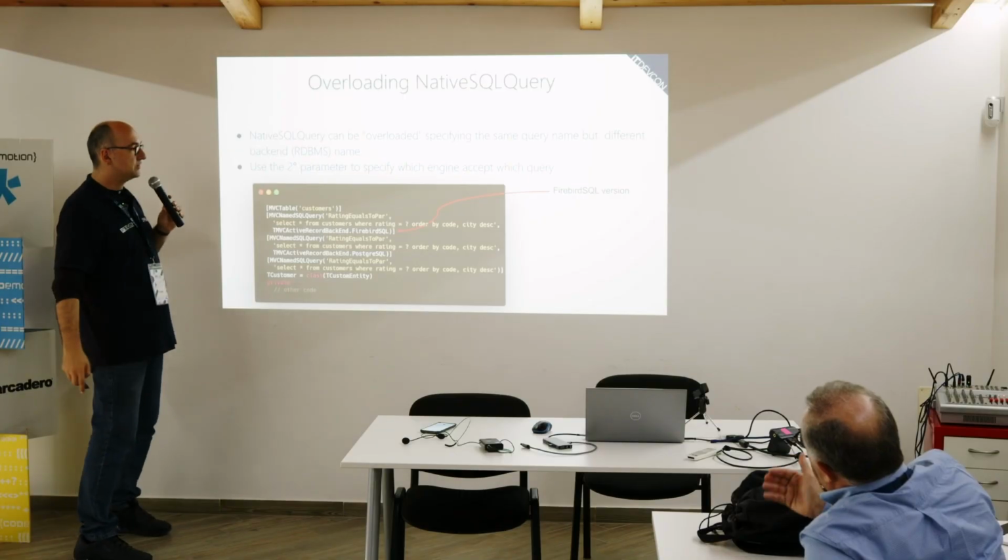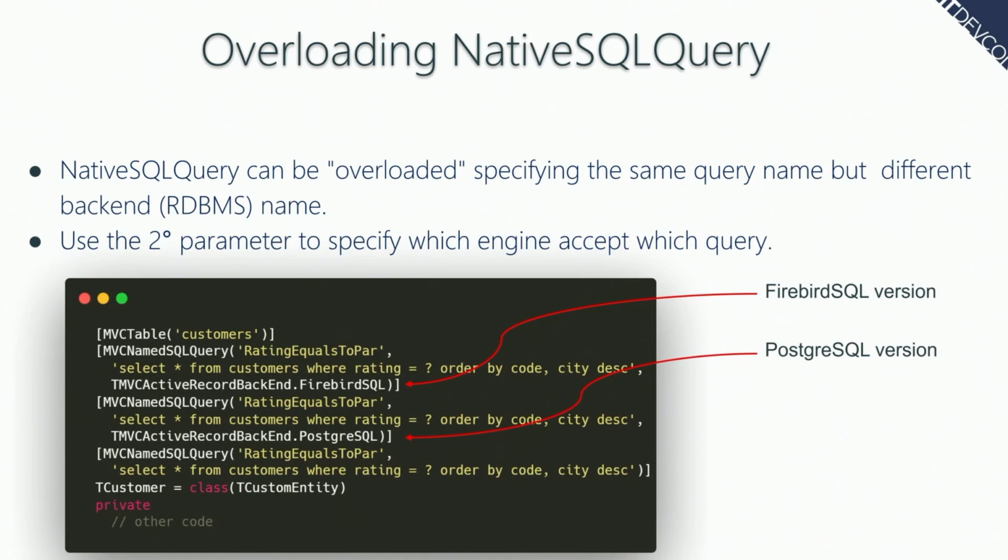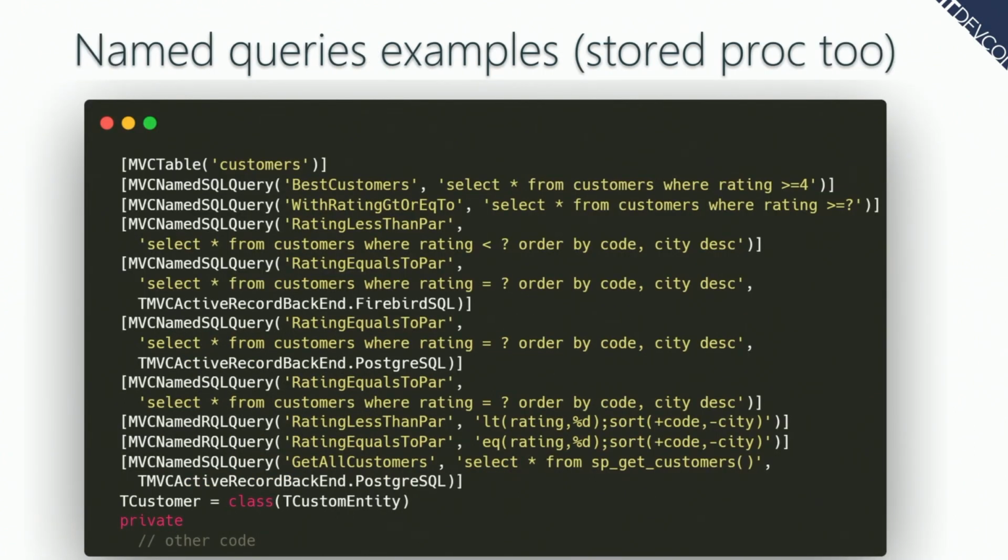Okay? So this is the Firebird SQL version. This is the Postgres SQL version, and this is all the others. These are some examples without parameters, with one parameter, with one parameter but with different queries. The same here, but only for Firebird. This is only for Postgres. This is with RQL, which we are not going to talk about. And also select from stored procedures.